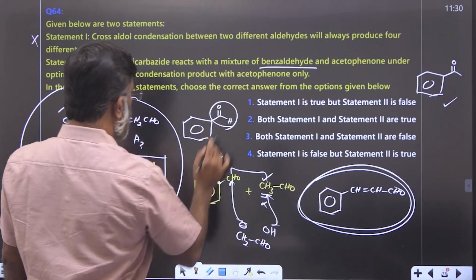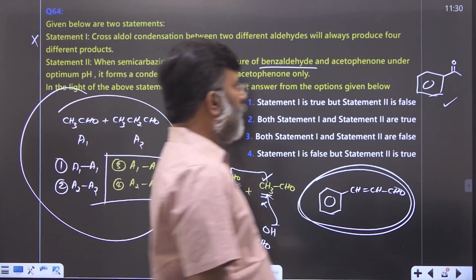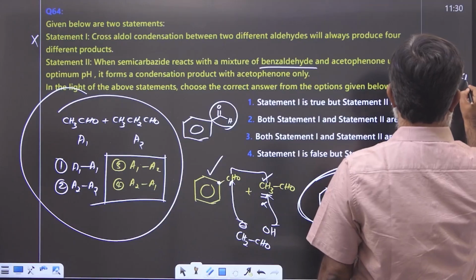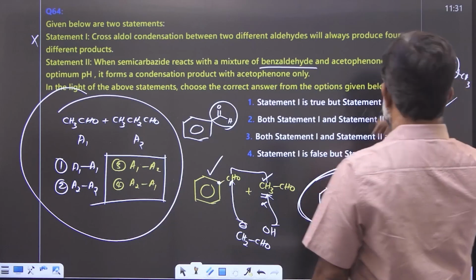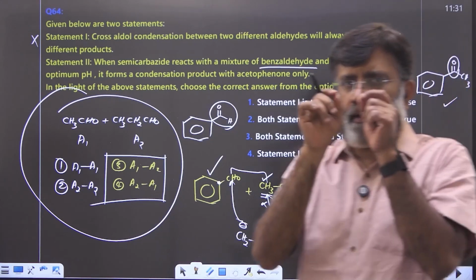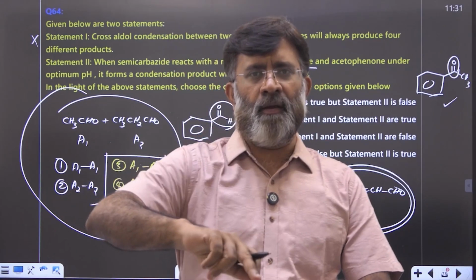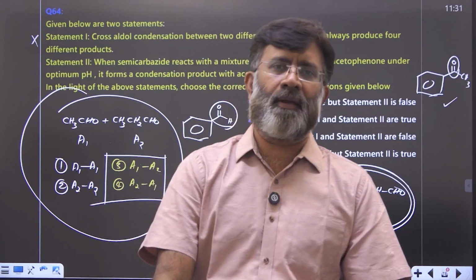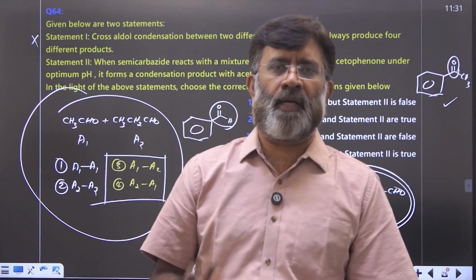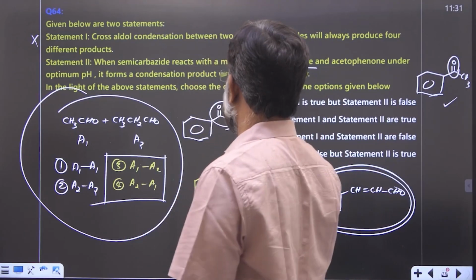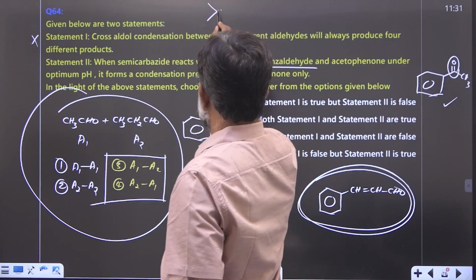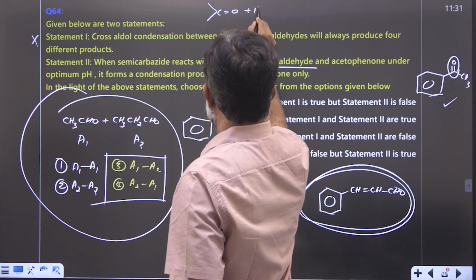This is benzaldehyde, containing a carbonyl group. This is acetophenone. There is a carbonyl system. When there is a carbonyl system, whether it is benzaldehyde or acetophenone, it will react with semicarbazide. Hope you remember what semicarbazide is. This is the reaction with the semicarbazide.